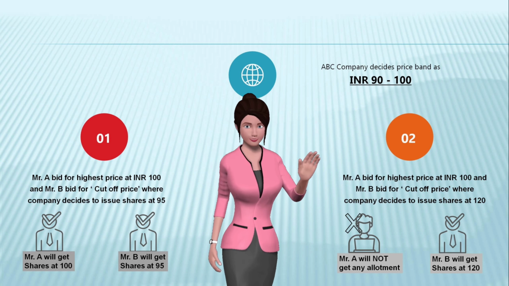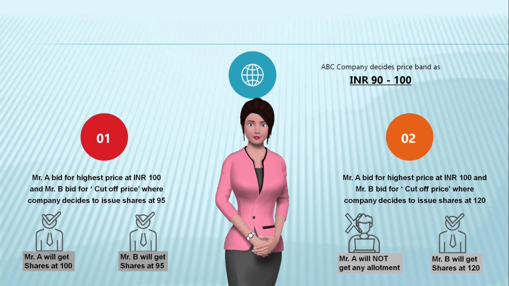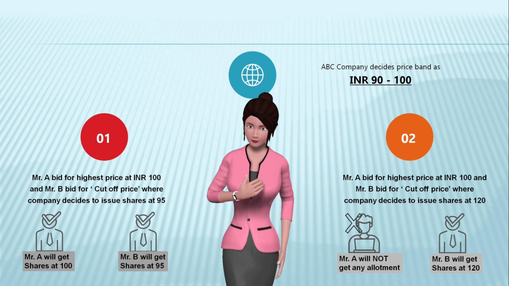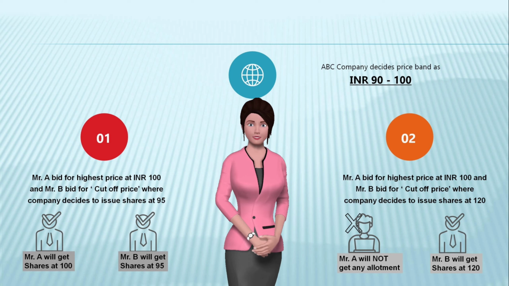If the same company would have decided to issue shares at 120 rupees, then Mr. A would not have got allotment, however Mr. B would have got the shares at 120.